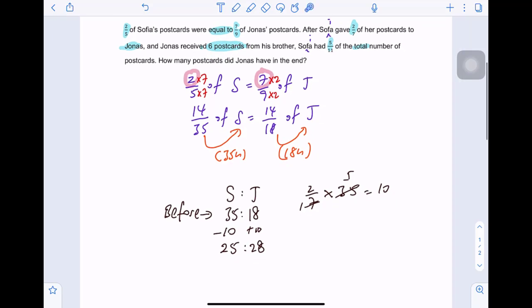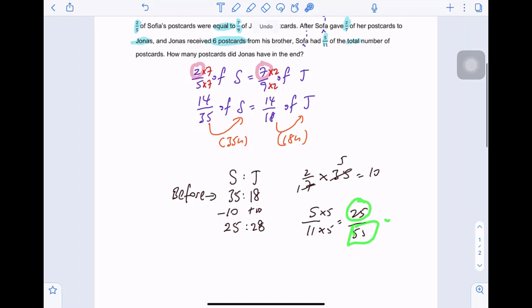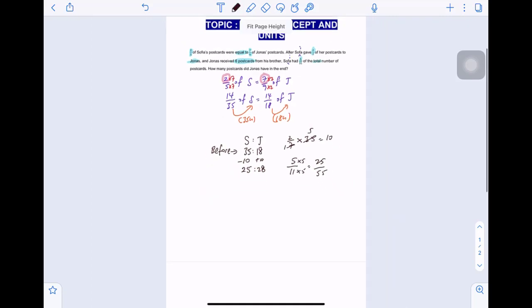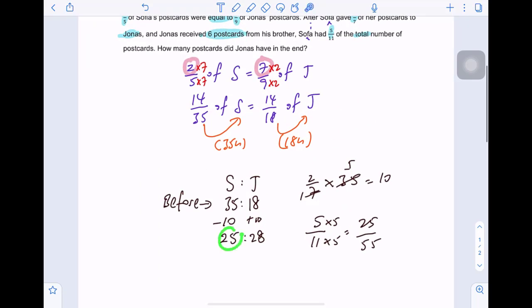Okay, now we know that Sophia had 5/11 of the total number of postcards right now. But over here it's not 5 units, it's actually 25 units. So what we do is this: 5/11, we ensure that Sophia indeed has that 25 units out of a total of 55 units. So between Sophia and Jonas, the total should actually be 55 units. But over here, we only have 25 and 28, which definitely will not add up to 55 units.